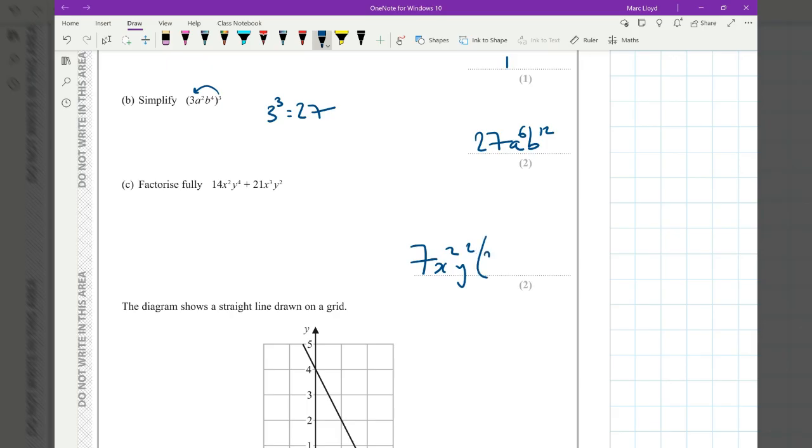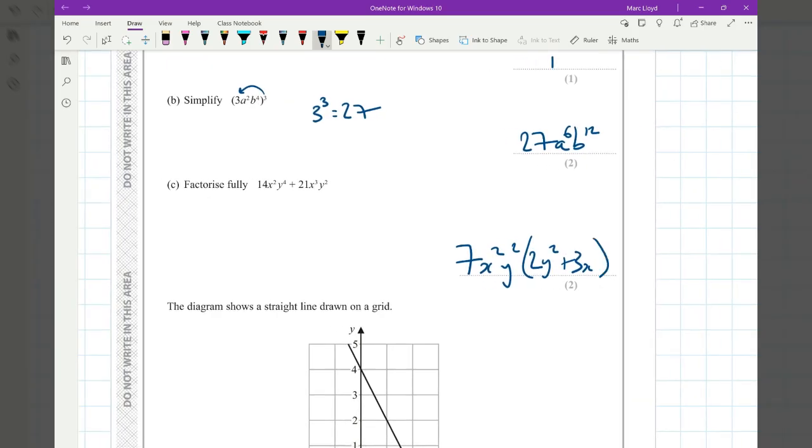14 divided by 7 is 2. x squared divided by x squared is 1, cancels out. 4y divided by y squared is y squared. We're then going to add. 21 divided by 7 is 3. x cubed divided by x squared is just x. y squared divided by y squared is just 1. Close the bracket. There we go.